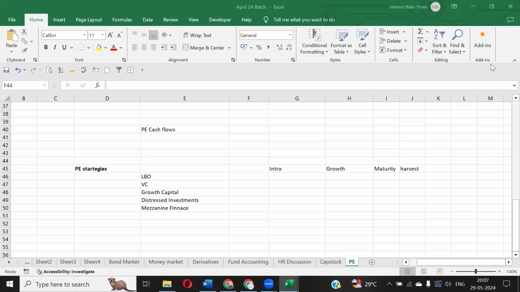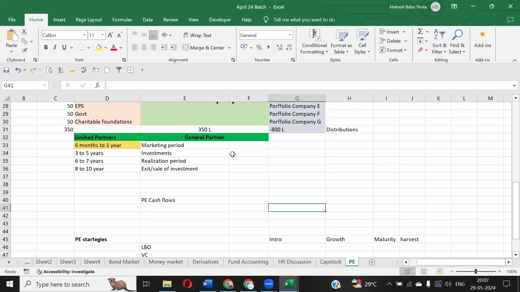Okay. So these are the strategies normally we have in private equity. Now we will see a few more terminologies in private equity. Yesterday we were talking about commitments, right? What is a commitment? Why do I have to take commitments?